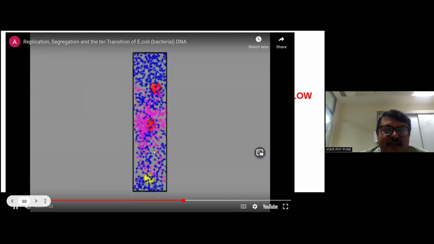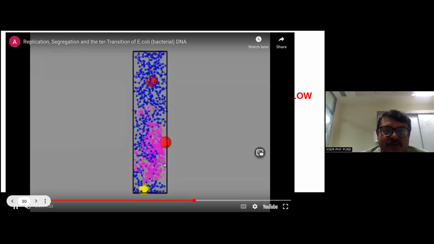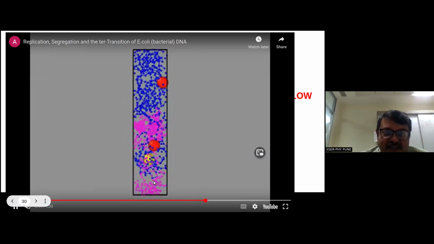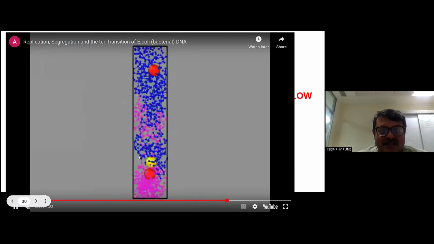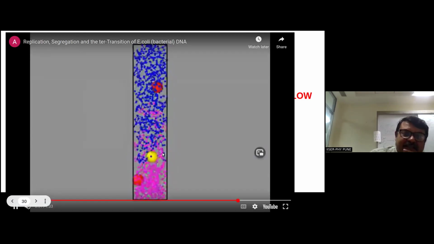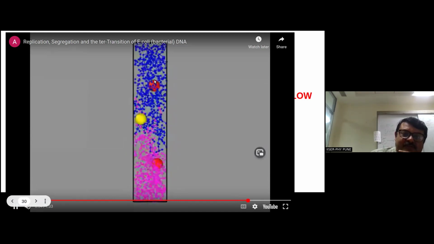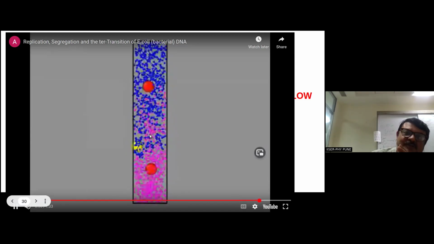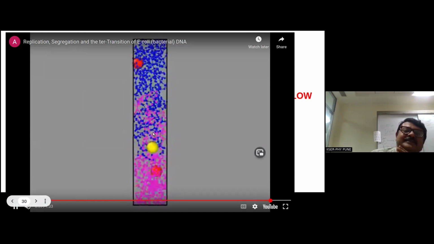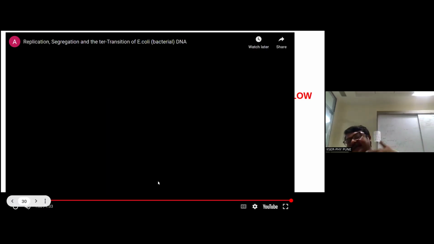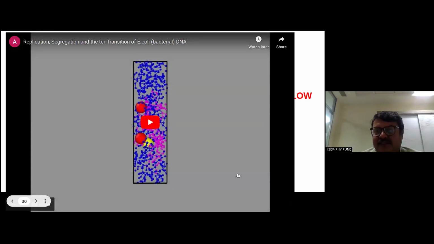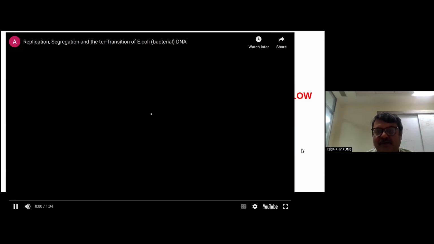At a certain point, you will see that the two red balls will go to two different halves of the cylinder and the yellow will come in the middle. Simultaneously, you will see the yellow has come in the middle. The two ORIs have moved from the middle to the average quarter position. And simultaneously, the polymers have segregated to two halves of the cylinder. And that is exactly what you see in experiments. By the way, these movies are also on my web page.